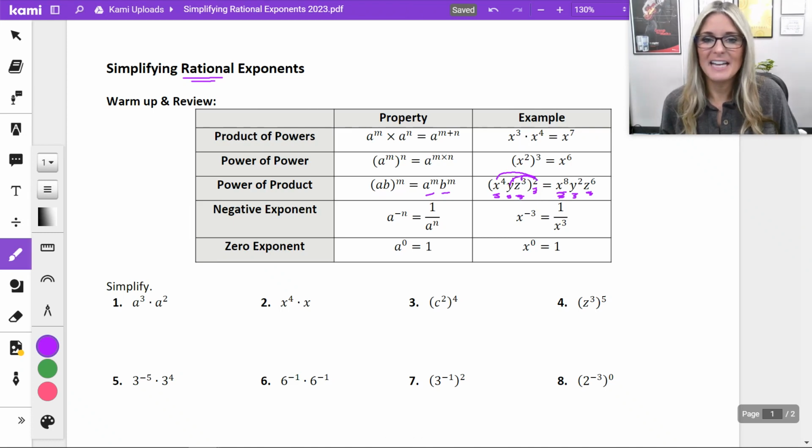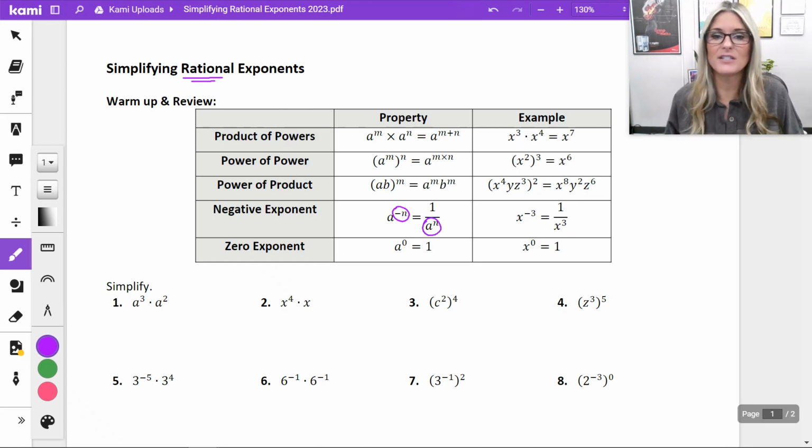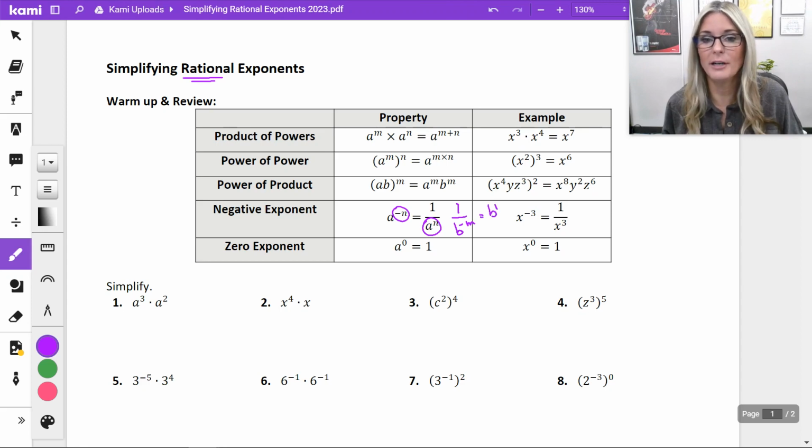Next, what about negative exponents? So if you have questions on this one, I would love showing students how this property works. When you have a negative exponent, it is going to switch down into the denominator and become positive, or vice versa. If we had 1 over, I'm going to change the letter to b, to the negative m in the denominator, it would move up to the numerator and become positive. Obviously, I wouldn't need that 1 in the denominator there.